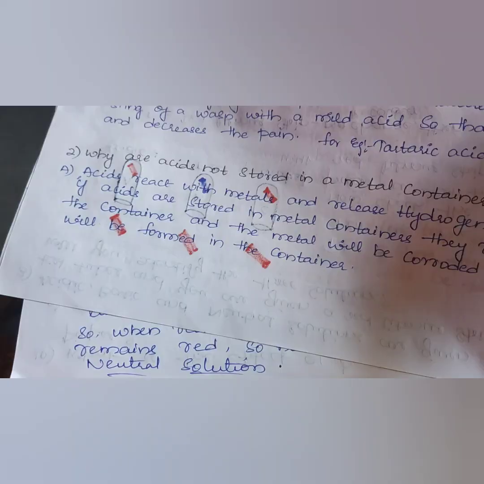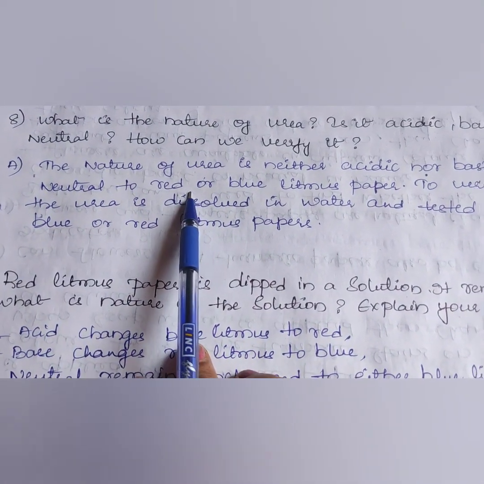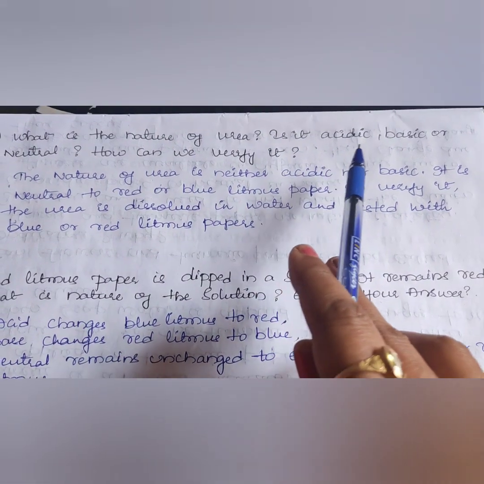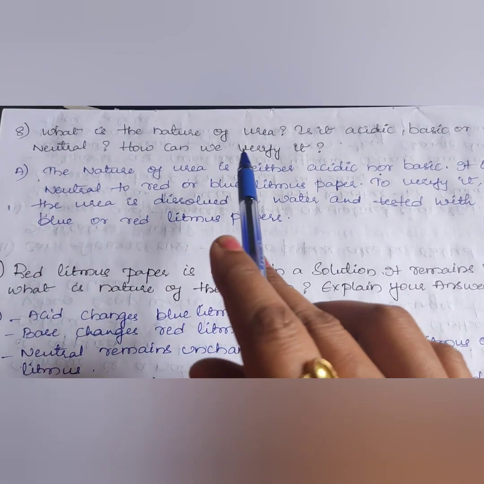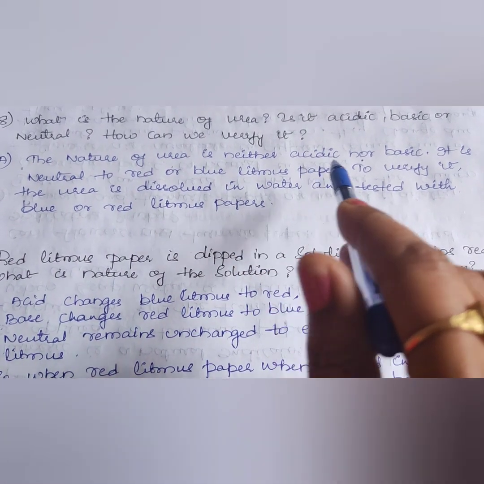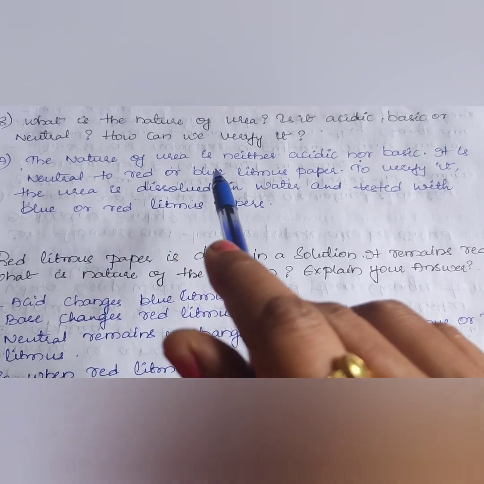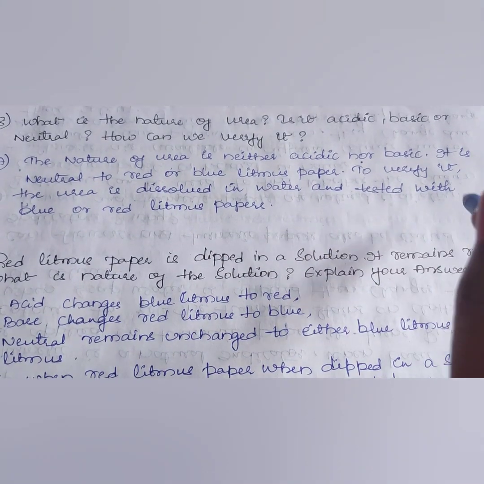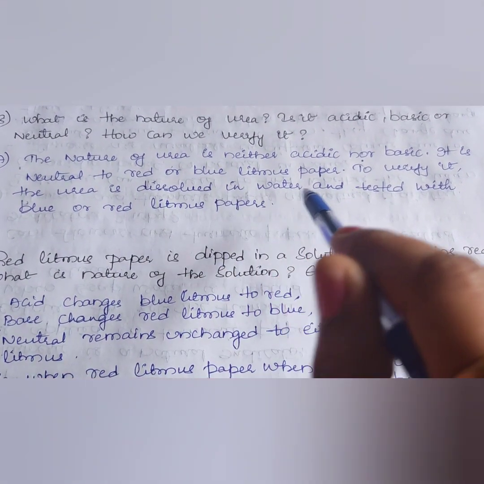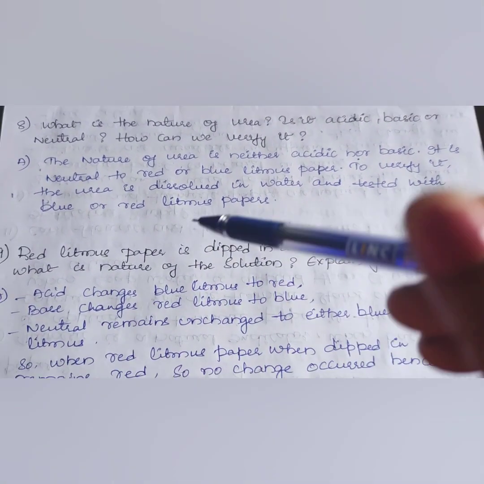Next, eighth question. What is the nature of urea? Is it acidic, basic or neutral? How can we verify it? The nature of urea is neither acidic nor basic. It is neutral to red or blue litmus paper. To verify it, the urea is dissolved in water and tested with blue or red litmus papers.